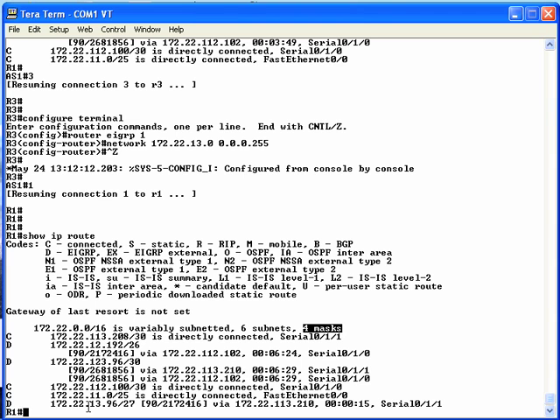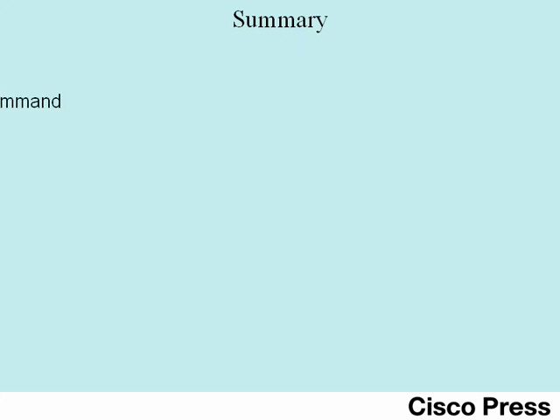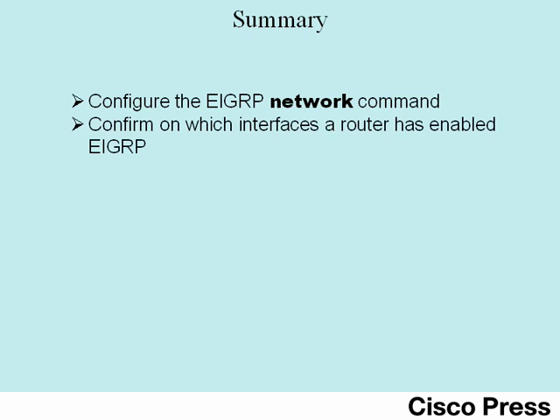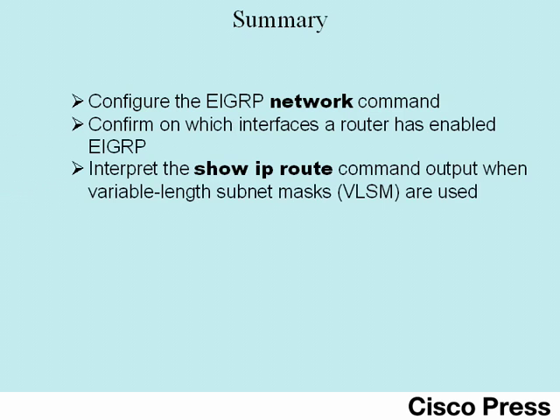And if you look at the very last route in the routing table there, you see 172.22.13.96 with a /27 mask, which is indeed router 3's LAN-based subnet. In this lab, you've seen how to configure the EIGRP network command, in particular 2 different styles of the command. You've also seen how to confirm on which interfaces a router has enabled EIGRP, and you've seen how to interpret the output of the show ip route command, particularly understand the details that are shown when VLSM is used.